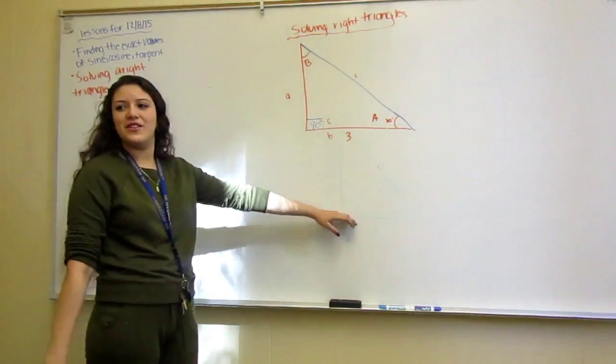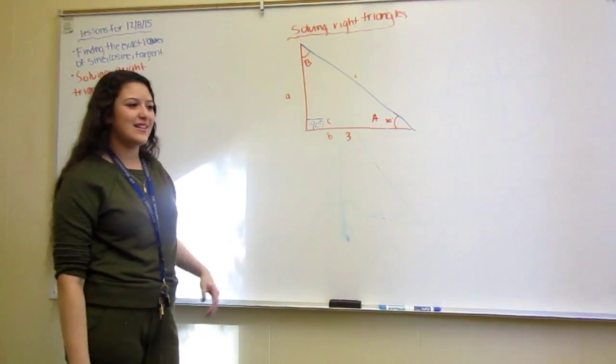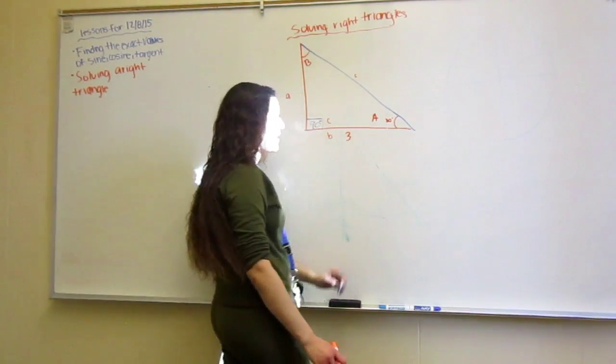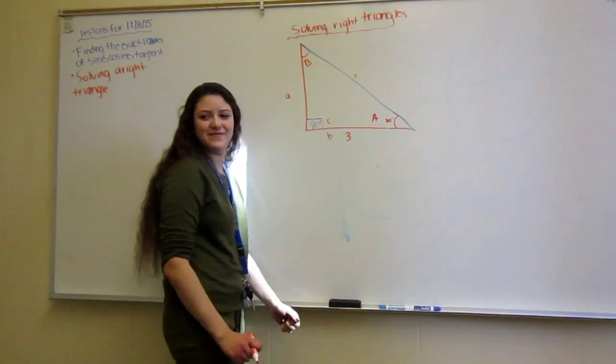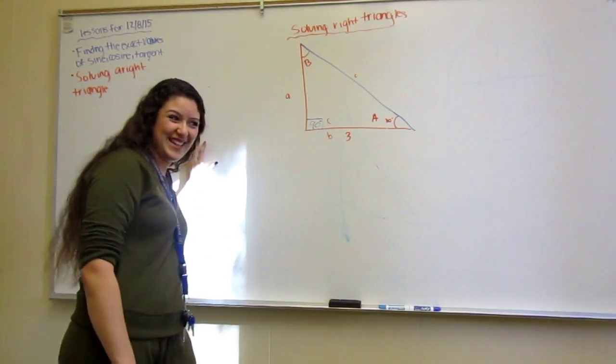Okay, so I have two topics to solve for this right triangle. Do you want more topics? Okay, now what you do, you use the trigonometry identities.